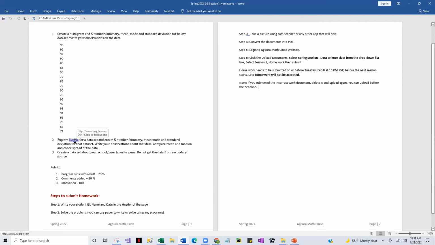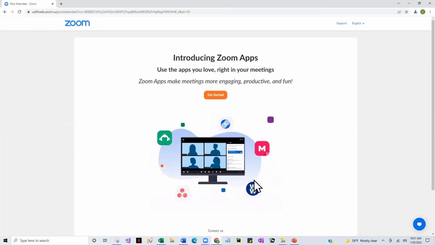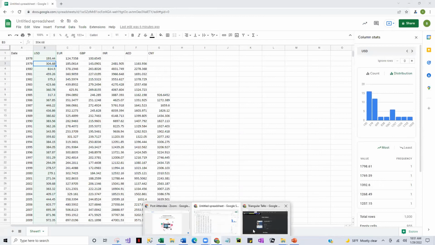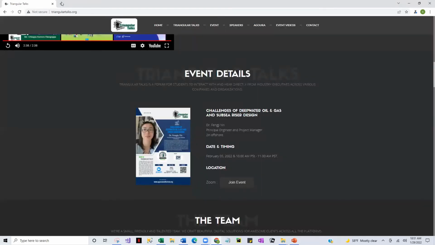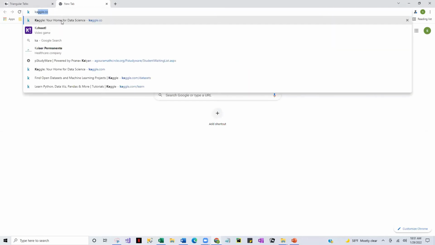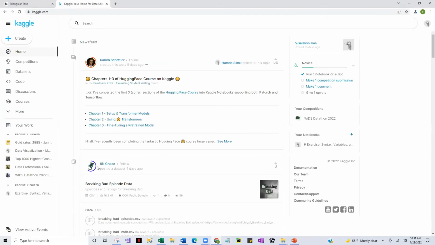The second one is you're going to explore a data set in Kaggle. If you're already in AI, you might already know this website. Kaggle is nothing but a website that will give you data sets. You can play with the data set.